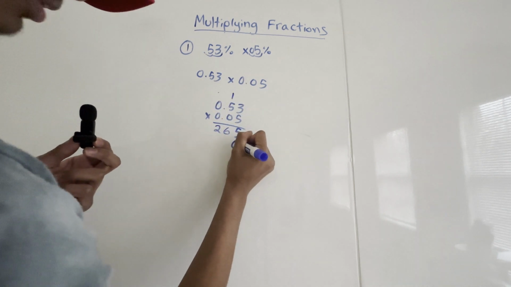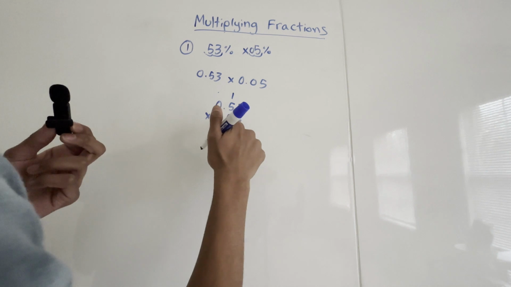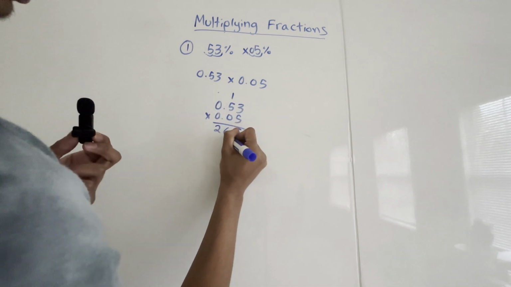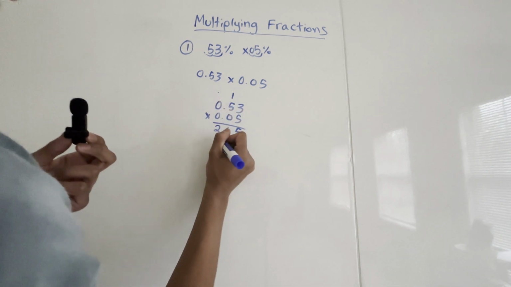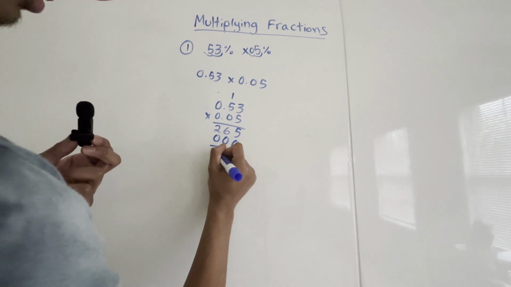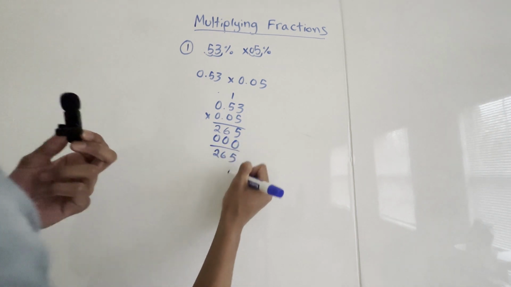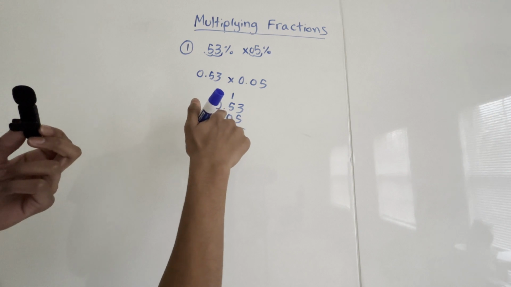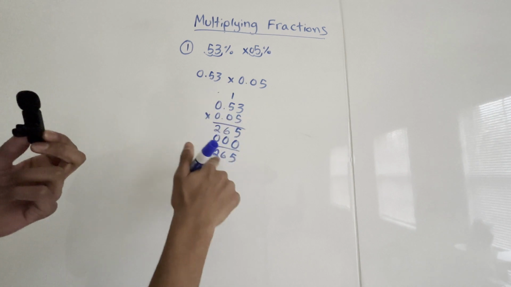Now we add a 0 here because we're adding a new row. Then we do 0 times 3, which is 0, and 0 times 5, which is 0. And now we add this, so 265. And now this is important. We got to know what to do with these, where to put the decimal points.